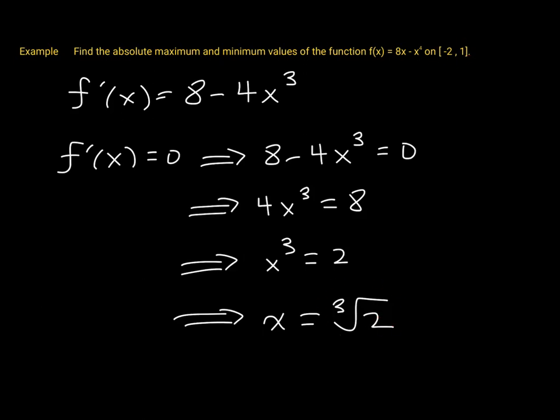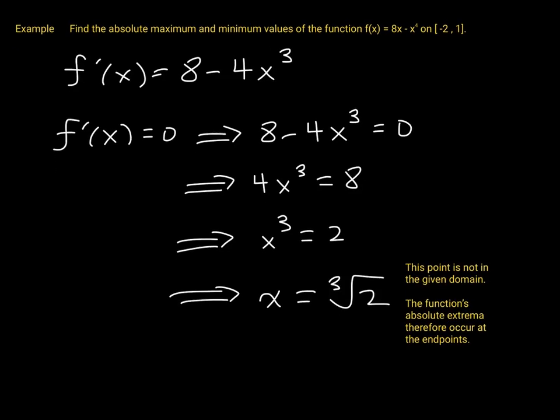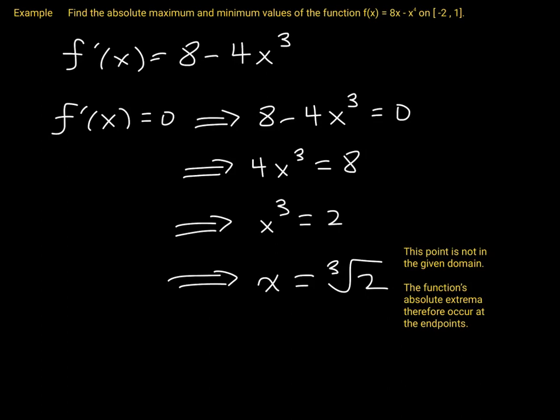You know what that tells me? That the absolute extrema must occur at the endpoints then. I mean, because we know they must exist. And this is the one and only critical point, and it's outside of this domain. So that disqualifies this from being an absolute extrema. So then all we need to do now is to evaluate our function at the endpoints.